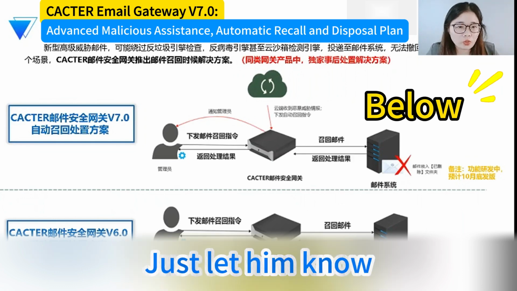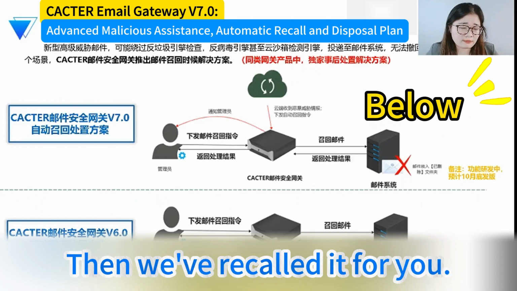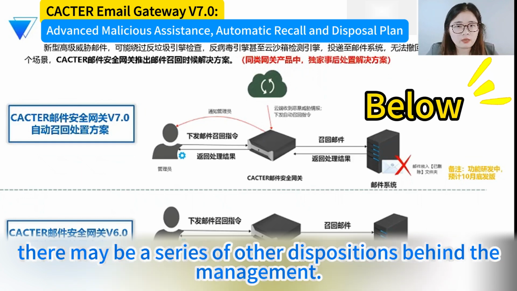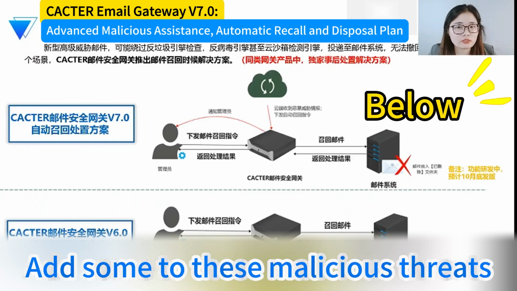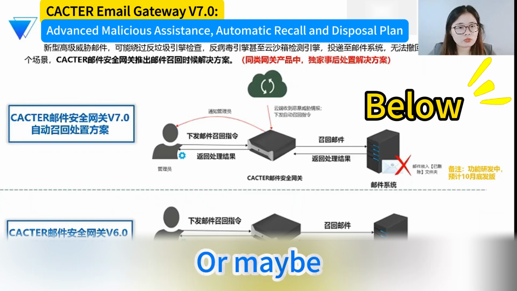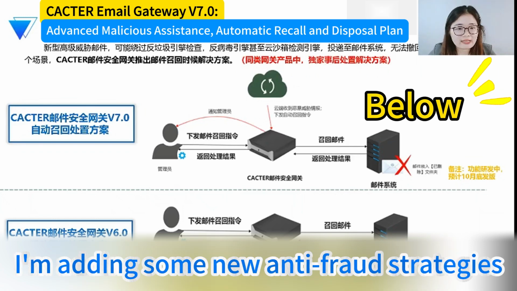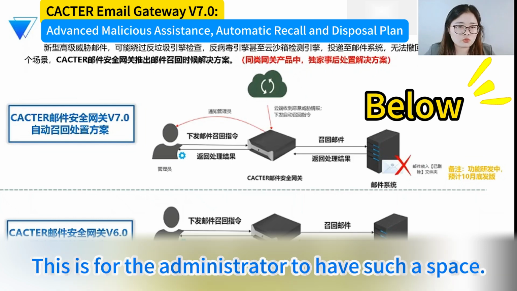It lets the administrator know: your email was in fact a malicious email, and we've recalled it for you. There may be a series of other dispositions behind the management. For example, I add some rules against these malicious threats, ask what kind of rules should be tightened, or add some new anti-fraud strategies, and so forth. This gives the administrator such a space.